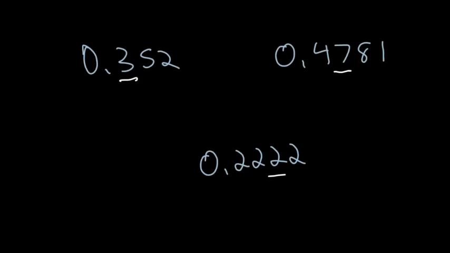Alright, now we are going to round to the underlying value. So you round in decimals just like you round in whole numbers. So that first one, 352 thousandths. The 3 looks at the 5. 5 or greater, rounds up to a 4. So 352 thousandths would round to 4 tenths.